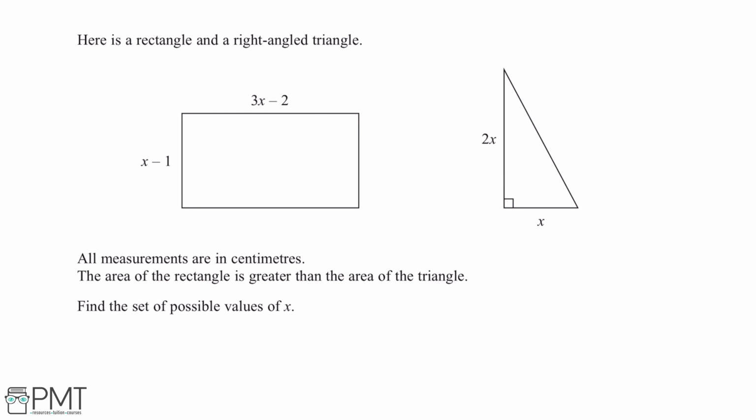Here is a rectangle and a right-angled triangle. All measurements are in centimetres. The area of the rectangle is greater than the area of the triangle. Find the set of possible values of x.